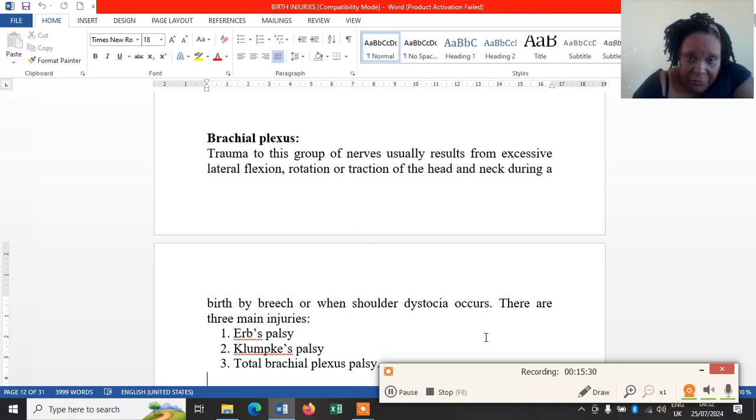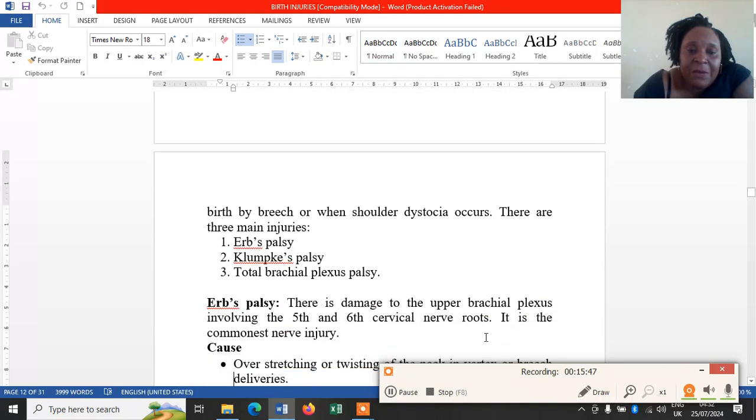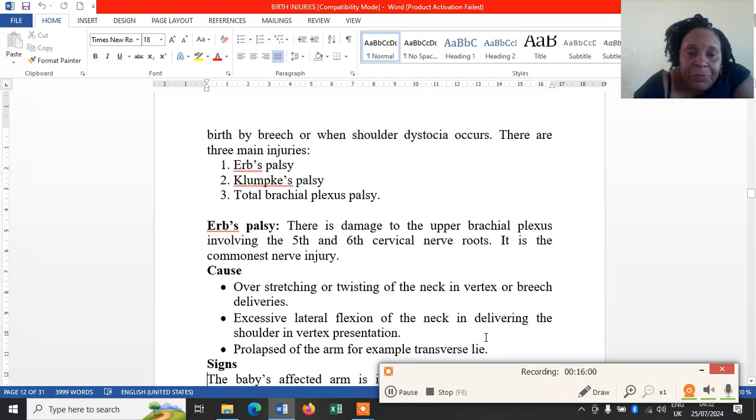So this group of nerves results in lateral flexion of the hand, rotation, and traction of the head. Of the main injuries which occur to the brachial plexus, we have Erb's palsy, we have Klumpke's palsy, and sometimes a total brachial plexus palsy. So let us look at them one by one. One is Erb's palsy.